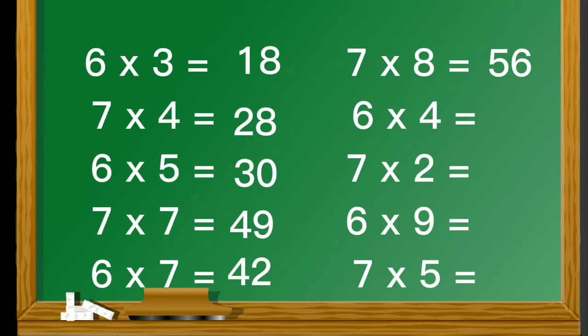6 times 4 is equal to... Very good, 24. 7 times 2 is equal to... Yes, very good. You're correct again, 14. 6 times 9 is equal to... Okay, 54. You're right. And last, 7 times 5 is equal to... Okay, 35. Very good.